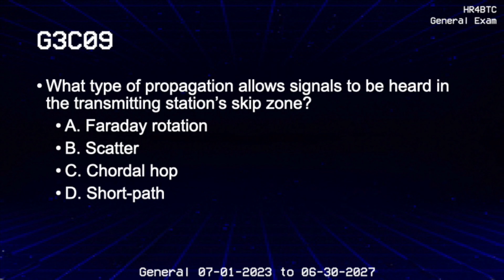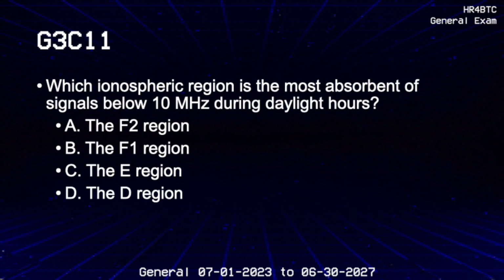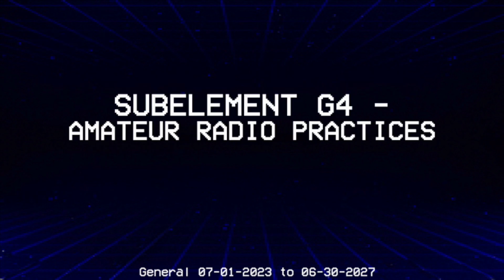What type of propagation allows signals to be heard in the transmitting station's skip zone? Scatter. What is near vertical incidence skywave (NVIS) propagation? Short distance, MF or HF propagation at high elevation angles. Which ionospheric region is the most absorbent of signals below 10 MHz during daylight hours? The D region. Subelement G4.